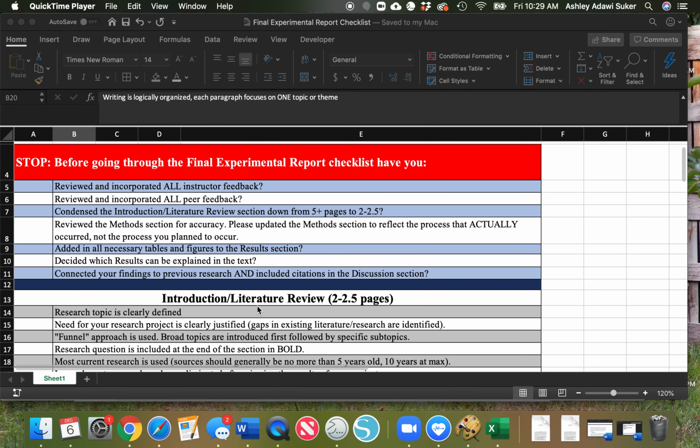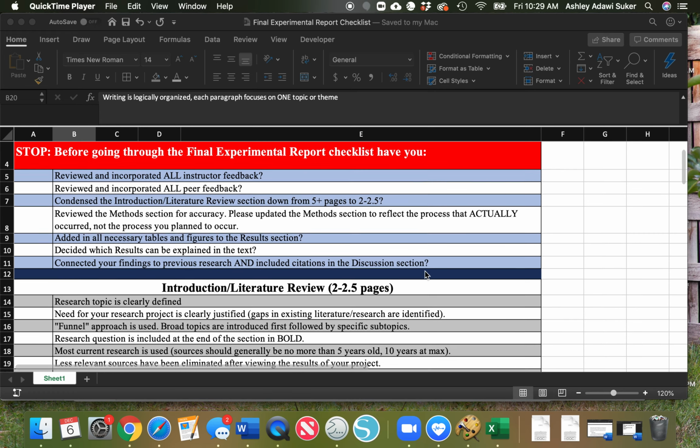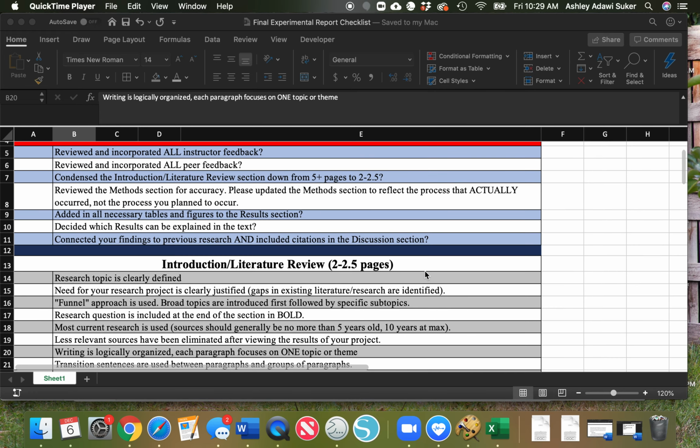I highly recommend that you err on the side of fewer pages without fluff, because when you start to add in all that fluff, your point gets lost. So, for example, the introduction and literature review needs to be cut down to about 2.5 pages. I know that your lit review was 5 to 7 pages. We need to cut it down. Some of you included a lot of direct quotes. You need to paraphrase those if possible.